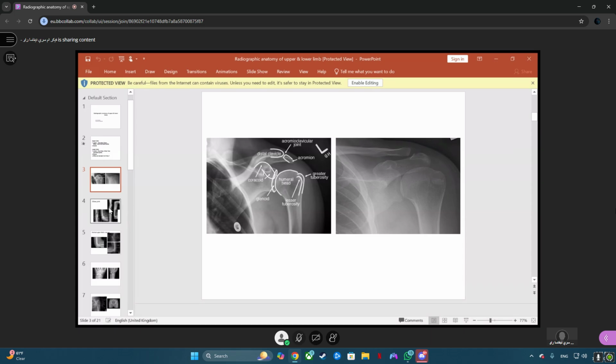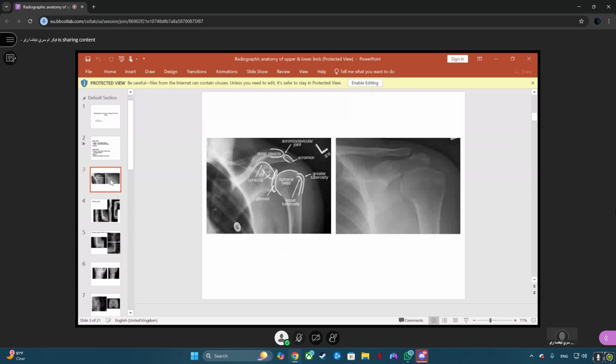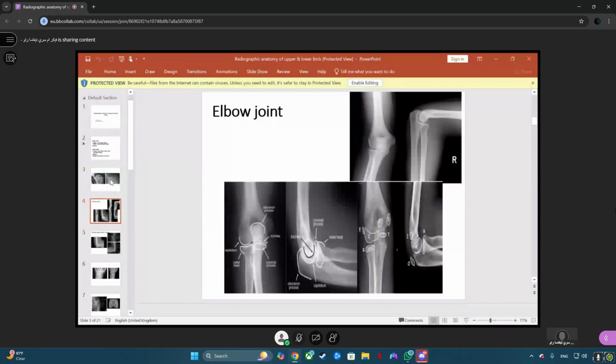Coming to the next X-ray, we have studied the glenohumeral joint or shoulder joint. Now, clearly you can make out this is an X-ray of the elbow joint. What are the bones in the elbow joint? We all know above it is by the humerus and below it is by the radius and ulna. As I told you, again, when you are reading an X-ray, you should identify which side it is. So here you can easily identify it is the right side.